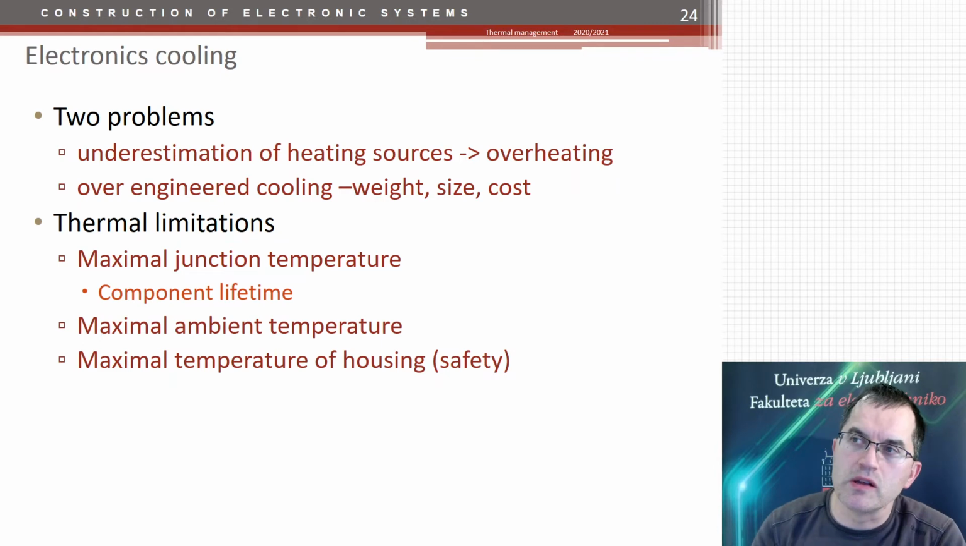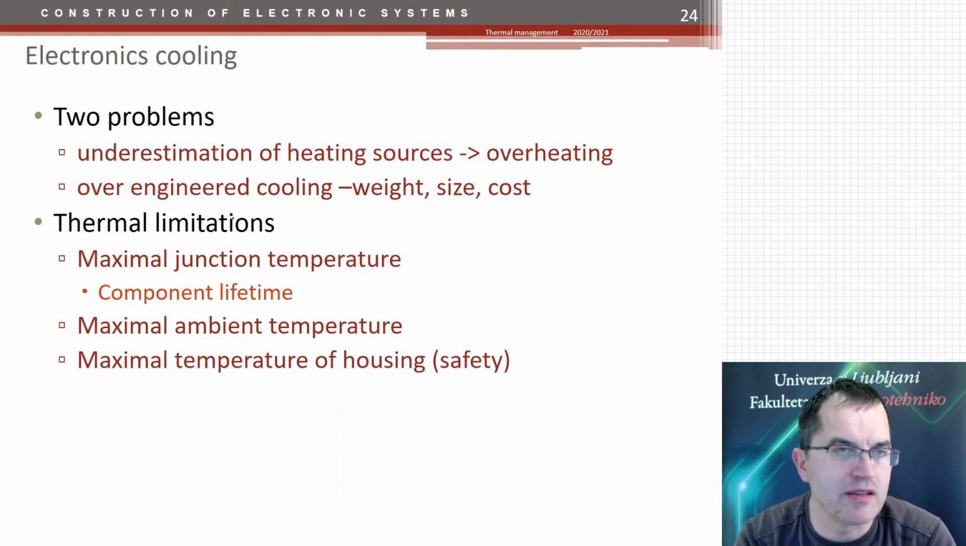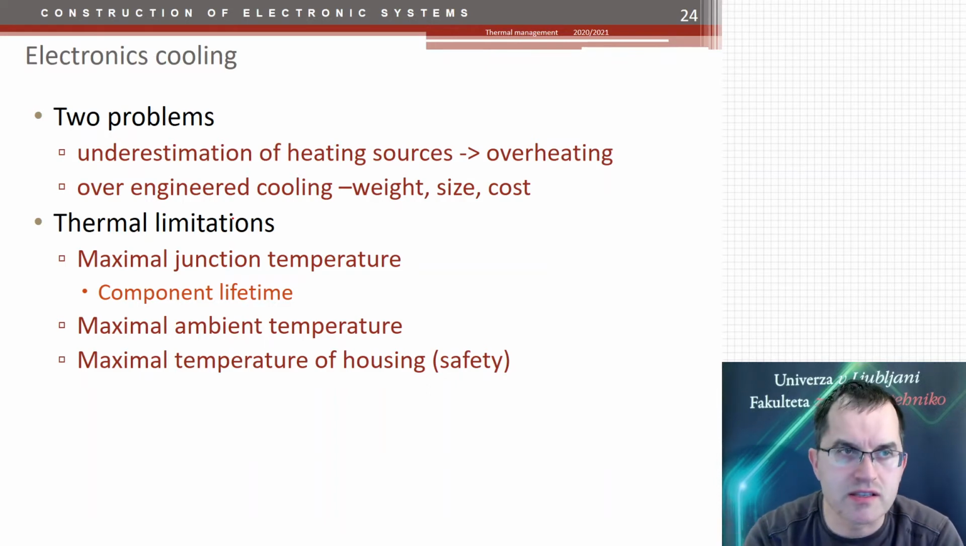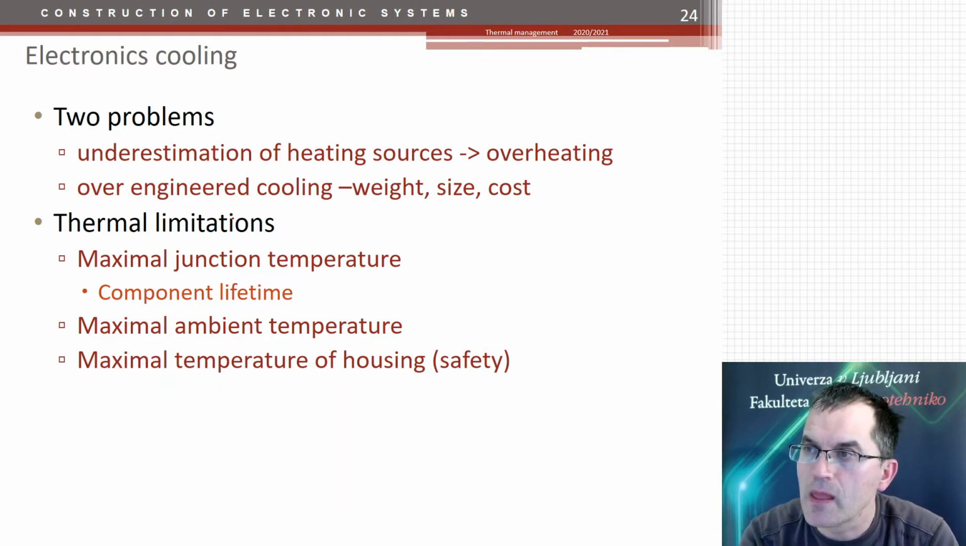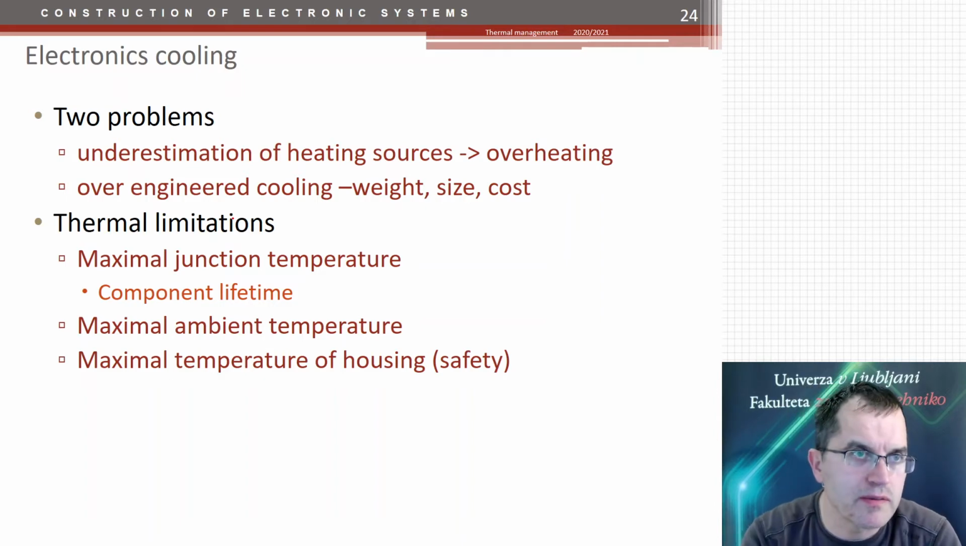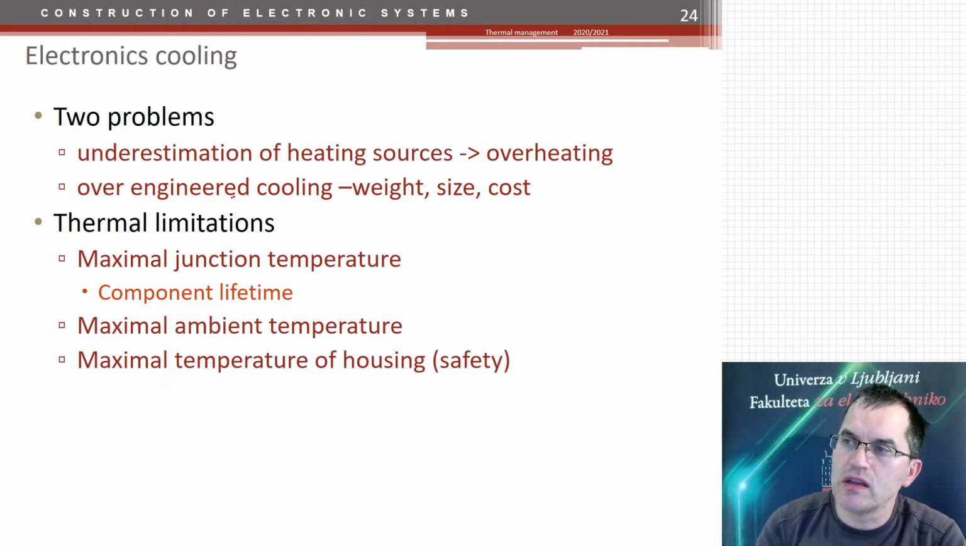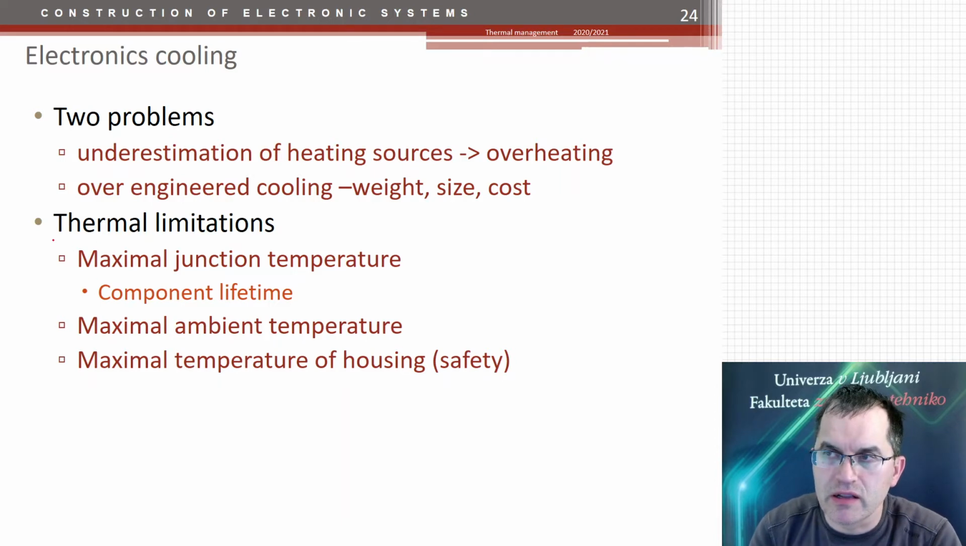And in electronic cooling, we also usually have two problems. One is that we underestimate the heating sources, and therefore we do not provide adequate cooling, which then leads to overheating of your components. And the other is that we over-engineer the cooling, which means that we cool too much, more than necessary, and then we have increased weight, size, and cost of the device. All that should be avoided. So we have to first calculate how much power is dissipated at the most critical components. And then we have to know what the max thermal limitations are.